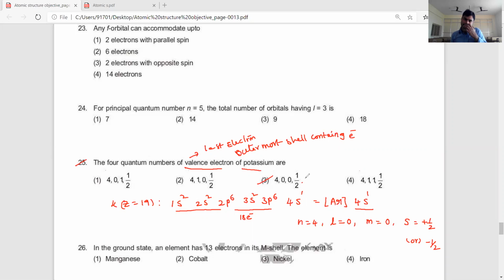Okay, clear, students? Anybody have a doubt? Maruti, Amruta, Chinmay? Why is the second option wrong? What is the second option? 4, 1, for the L value, how is it possible for 1, Abhay?